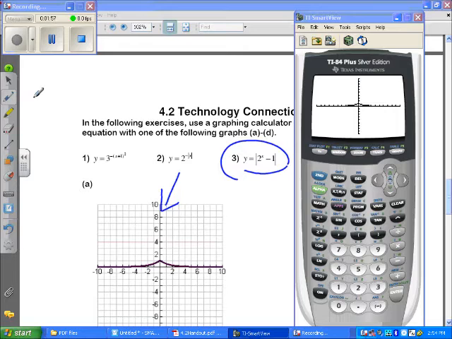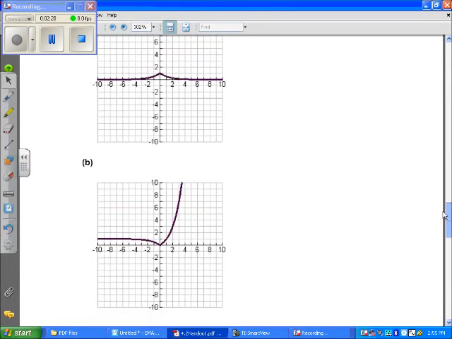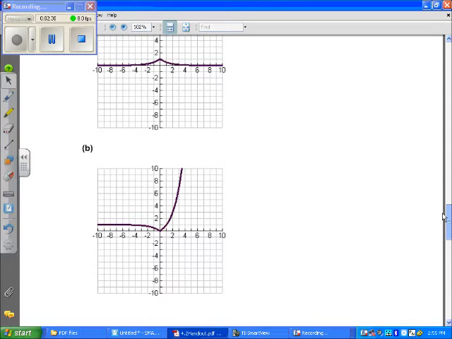y is equal to the absolute value of 2 to the x minus 1. Let's go ahead and plug that in. Okay, so I'll clear that out. And I have the absolute value of, so let's start with the absolute value, 2 to the x minus 1. Okay, let's go ahead and graph that one. Okay, there it is. Now if we look at which graph it's closest to, you could probably tell already. It's B. B is number 3.